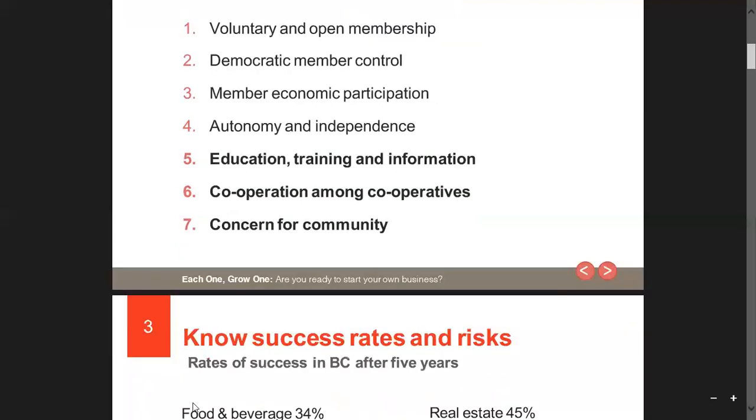Number six is about cooperation among cooperatives. You might have cooperation. And number seven, in concern for community, you must know about the impact, positive impact and negative impact, of your business on the community, on your capital, on your benefit, on your employees, and on the whole payment of your community.